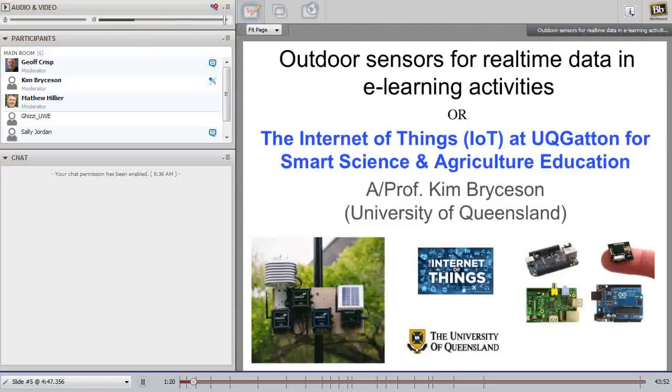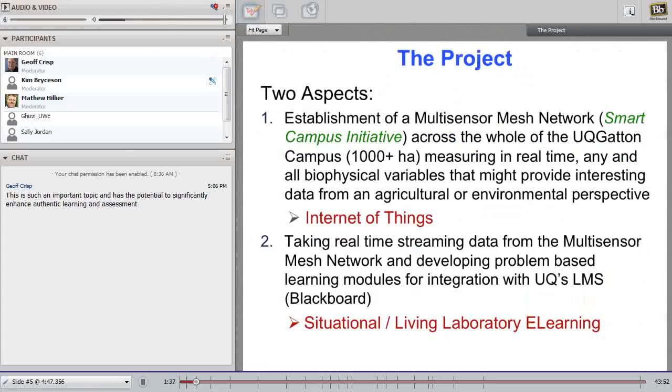So this project really has come about through all that remote sensing background, my agriculture, agribusiness interests, and combining the two. I haven't got an agenda, but I thought I'd just launch straight in. The project that I'm presenting is really only halfway completed. We've got two aspects: the establishment of a multi-sensor mesh network, called the Smart Campus Initiative, across the whole of the UQ Gatton campus, which is about 1,000 hectares of prime agricultural land.